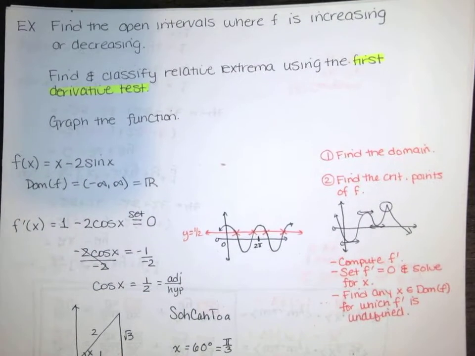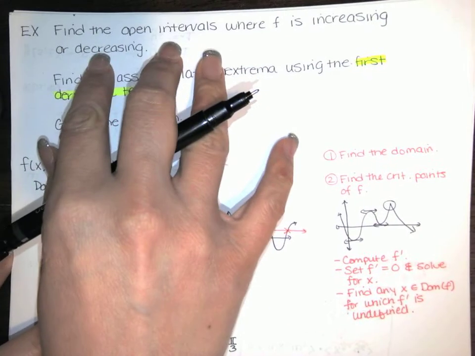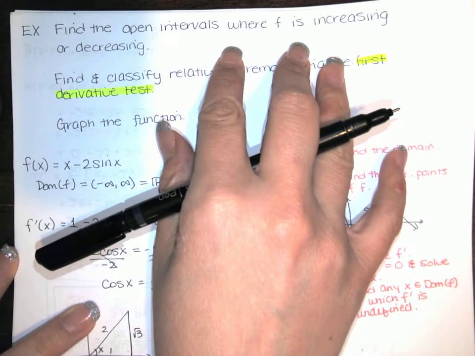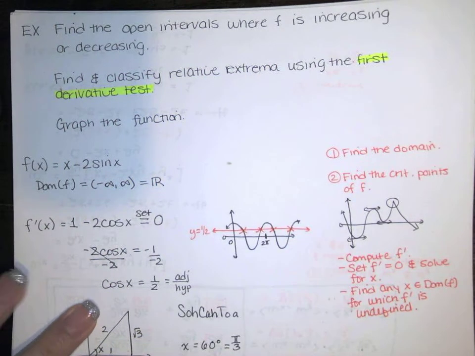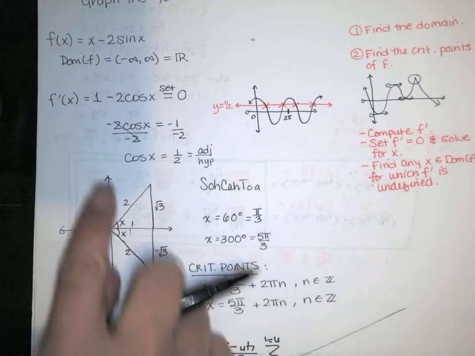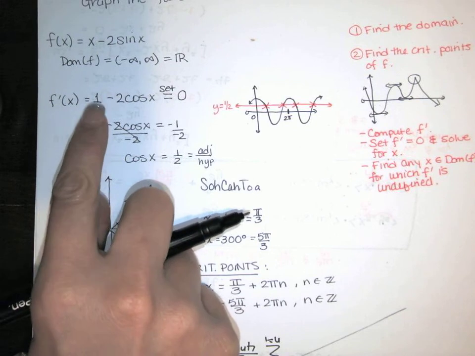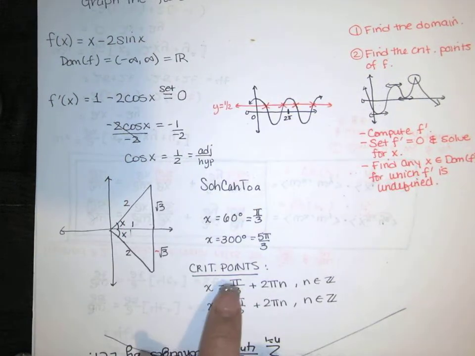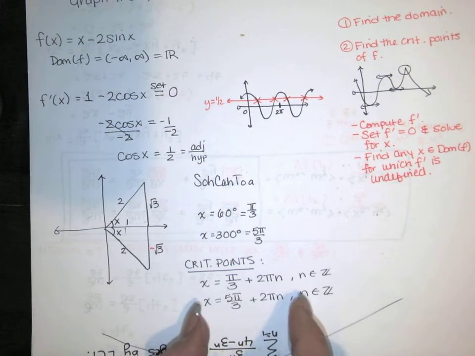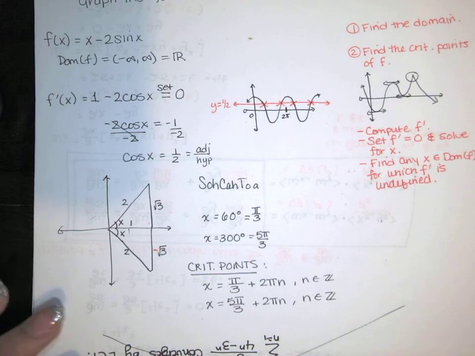Now that we've got the critical points, we want to find the open intervals where f is increasing or decreasing. And in order to do that, I need to find the sign of f prime on the intervals defined by these critical points. And there are infinitely many intervals. So let's do that on another page.